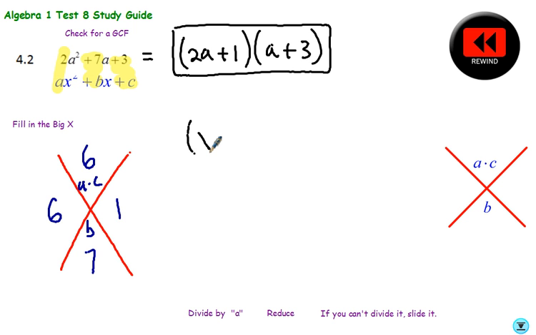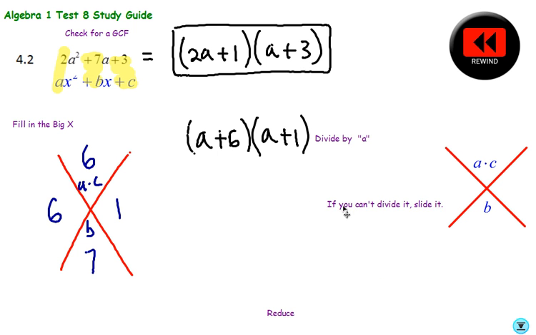So we've got a plus 6 times a plus 1. I almost started writing X, so let's fix that. Once again, as always, we're going to divide by A. And when we divide by A, if we can't divide it, then we're going to slide it. So let's see what happens here. Our A, in this case, is 2, so we're going to divide by 2.